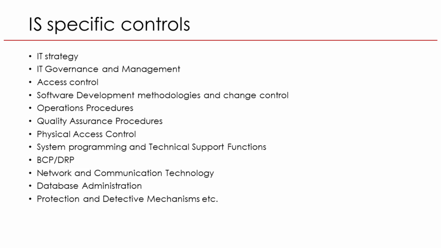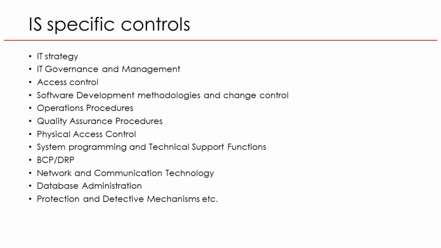First, IT strategy ensures that technology projects align with business objectives. For example, a bank adopting online banking to improve customer experience. IT governance and management make sure IT decisions are well-guided, such as having a committee review major IT projects. Access controls restrict system use to authorized people, like only doctors being able to view patient records.